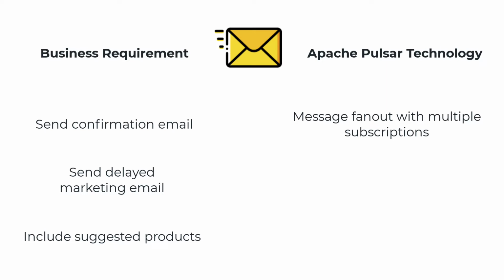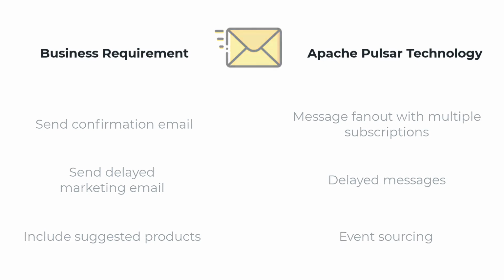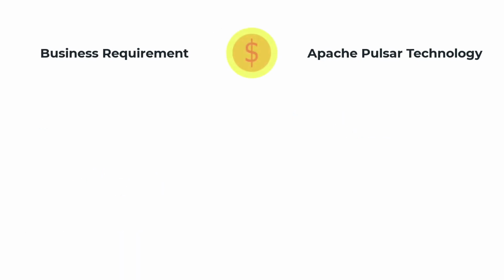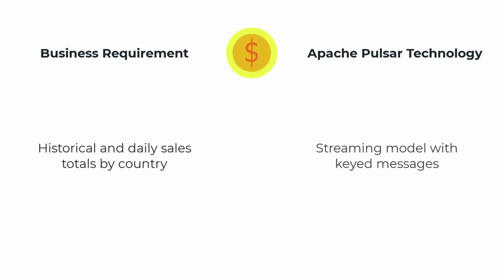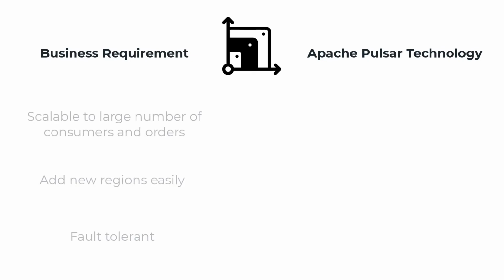The delayed marketing email is scheduled using delayed messages. We can add suggested products using event sourcing. Historical and daily sales totals can be calculated using the streaming model, which is also supported by Apache Pulsar. And finally, the Apache Pulsar cluster architecture, incorporating Apache Pulsar, Apache Bookkeeper, and Apache Zookeeper, is scalable by design.